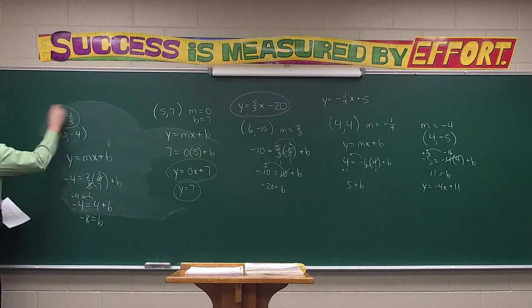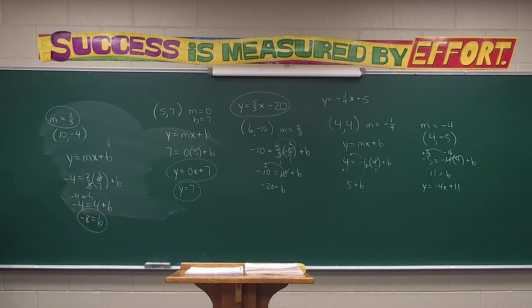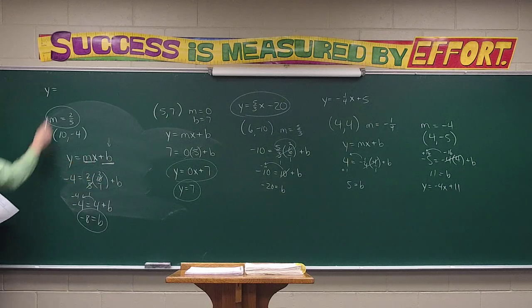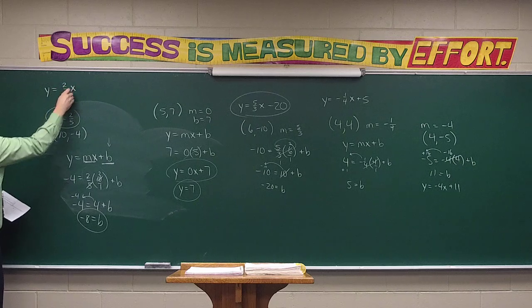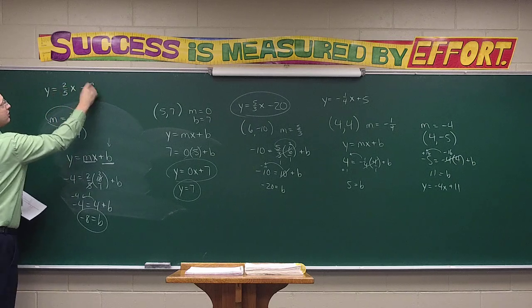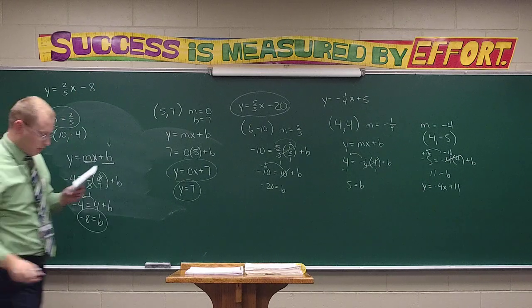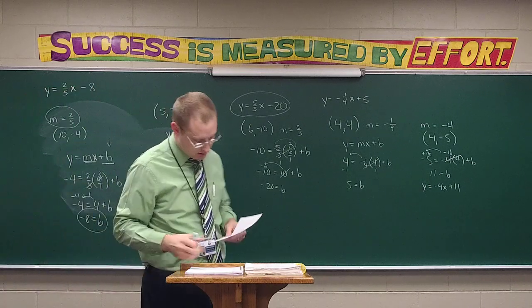All right, so I know m, I know b. As I said before, those are the two things I have to know for the equation. What is my equation? Remember, the b is going to go here, the m is going to go right before the x. There we go, and that's going to be our equation. Does that make sense?